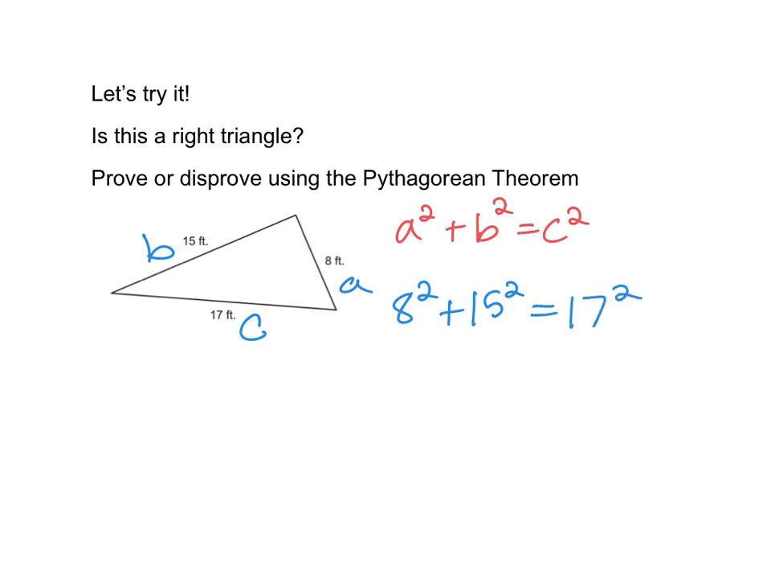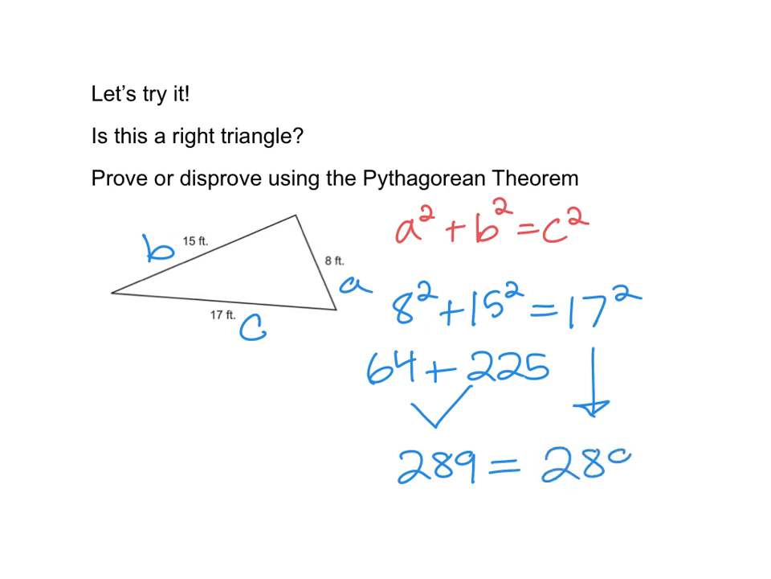Now I'm going to have to get out my calculator because I don't have my perfect squares memorized that high. I know that 8 times 8 is 64. I do know that one. 15 times 15 is 225. Some students like to do this side all the way down first. So 225 plus 64 would be 289. And now we can bring the 17 squared down in my calculator. 17 times 17 equals 289. So since those two values equal each other, yes, this is a right triangle.